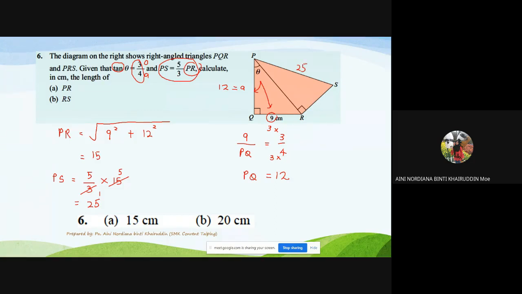PR just now is 15. Now, you can calculate RS by using Pythagoras Theorem. Since this is the hypotenuse, hypotenuse squared minus 15 squared, then you will get 20. Okay? I already recorded this, so if you don't really understand, you can review again.